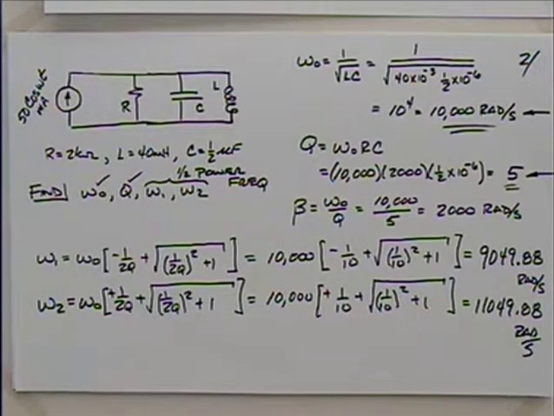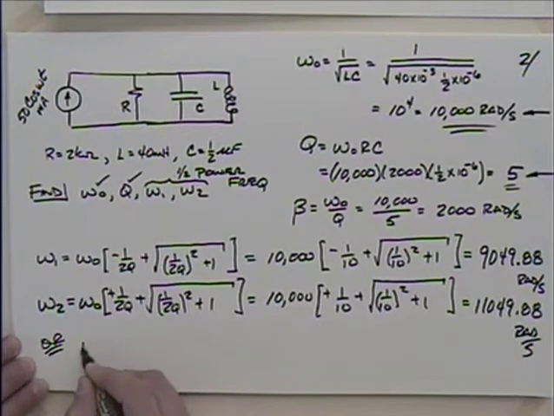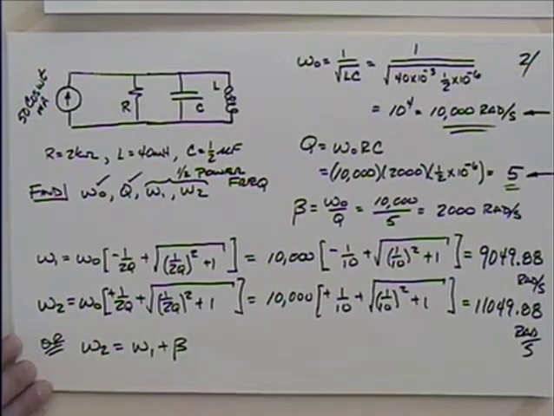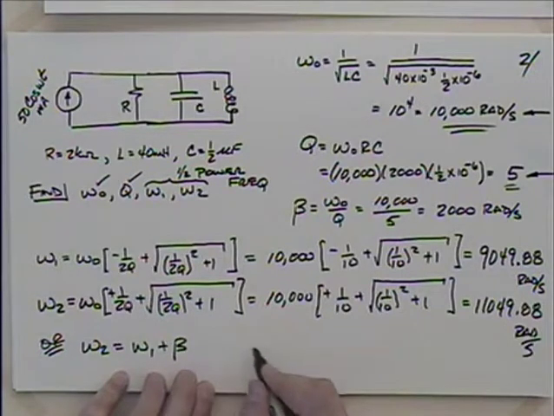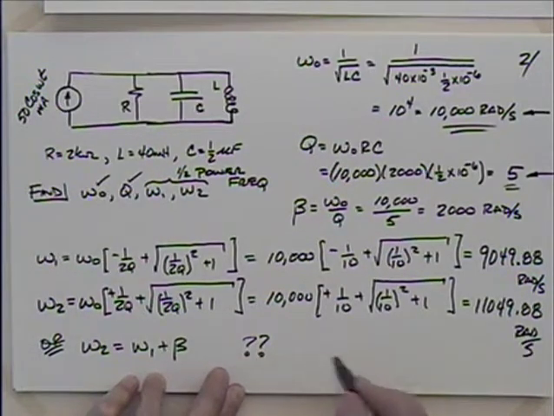Omega 2 could also be equal to bandwidth plus omega 1. Yeah, absolutely. We could say that omega 2 is equal to omega 1 plus the bandwidth. That would work. We can see those numbers. Take that 9,049 and add 2,000 to it. That works out okay. Since you posed that question, let's finish up this page here with a question.